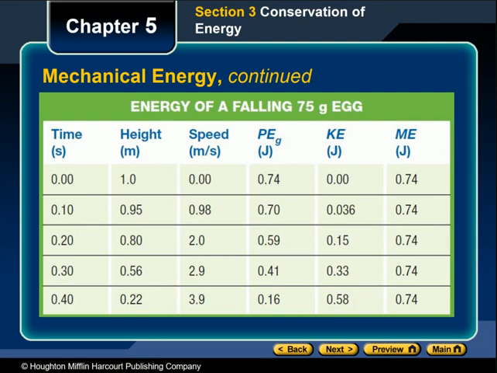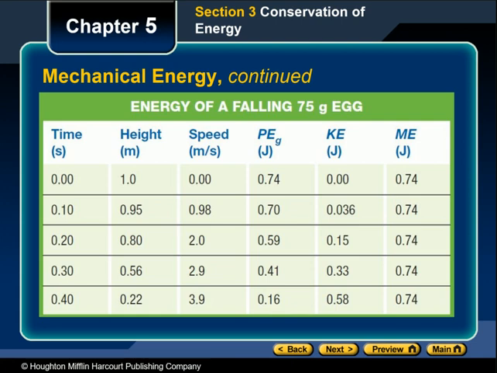The distance fallen can then be subtracted from the initial height to find the height of the egg above the ground at any subsequent time. For example, after 0.10 seconds, the egg has a speed of 0.98 meters per second and has fallen a distance of 0.05 meters, corresponding to a height above the ground of 0.95 meters.